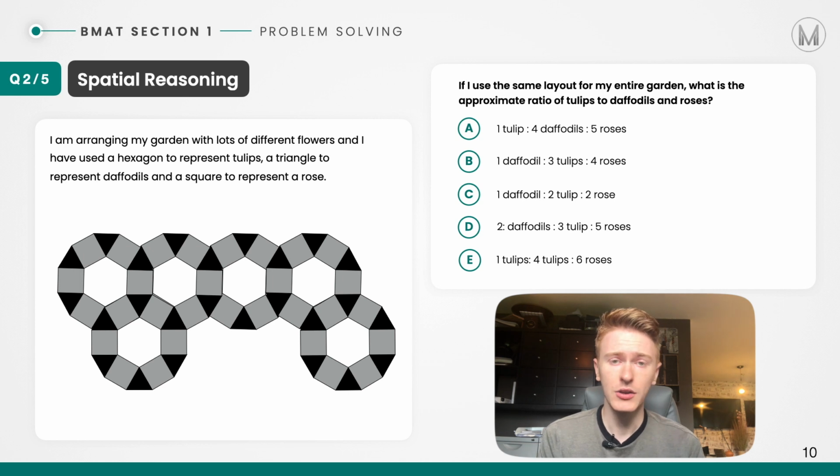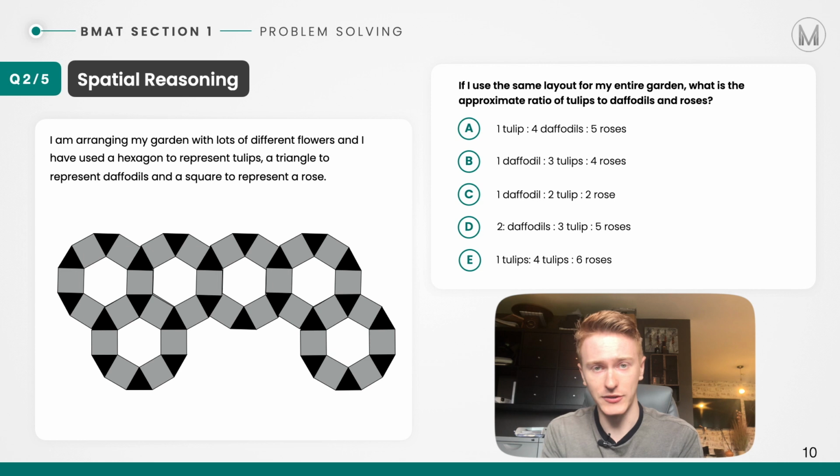The first way, you can extend the pattern yourself. In this example, maybe do 3 rows of this sort of circular repeating pattern and then count up the number of shapes involved, and that will approximate the ratio if the pattern was repeated infinitely, as the question implies. The second way, and potentially quicker, is to look for a repeating motif, and that repeating motif will have the same ratio of shapes as the whole pattern when it's extended infinitely.